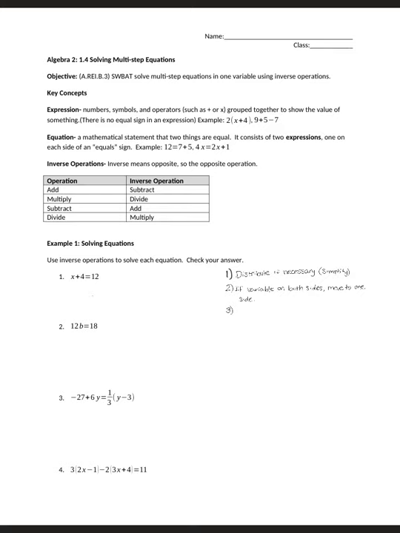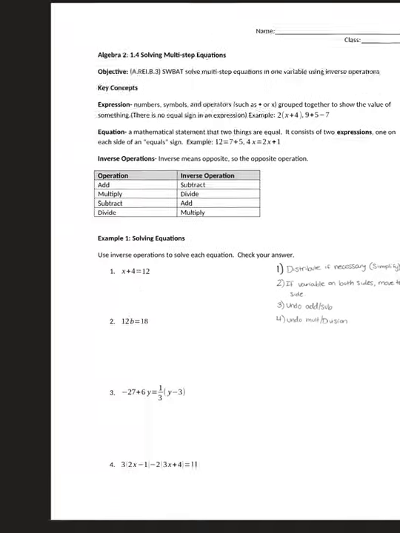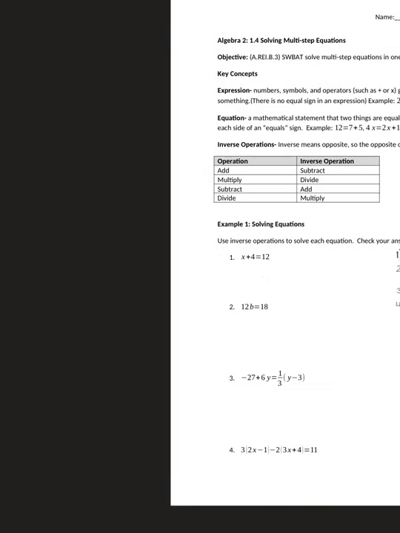So the first thing you will want to do is you will want to undo your addition or subtraction. So that's what you want to do first. Then you undo your multiplication or division. Okay, so following these steps will basically solve any equation. So if we look at number 1 here, so we have x plus 4 is equal to 12.